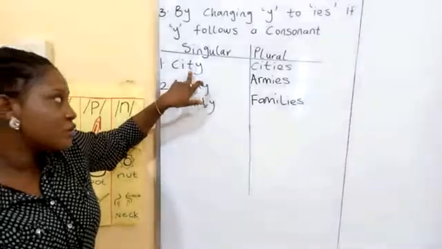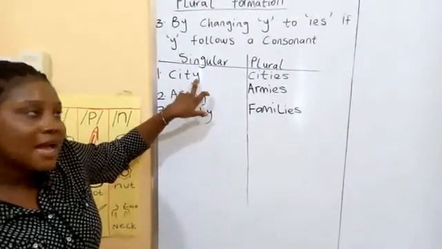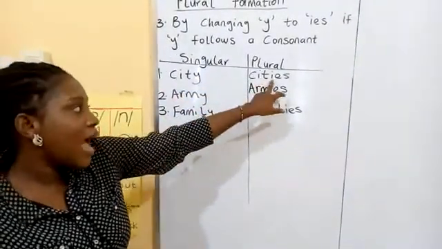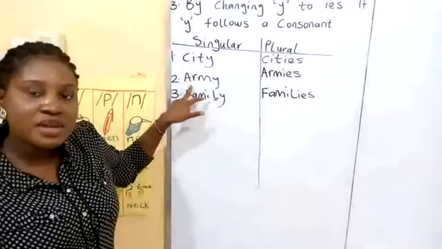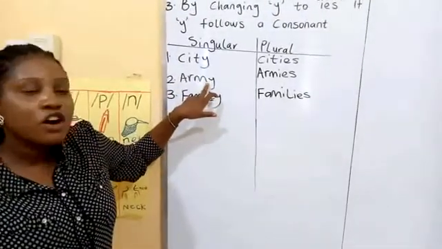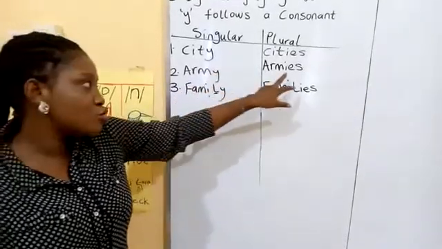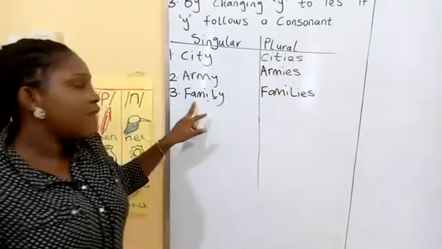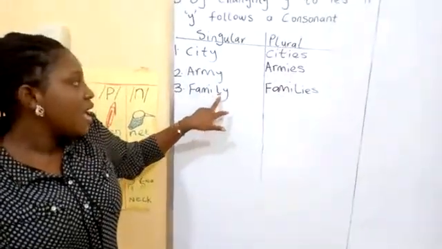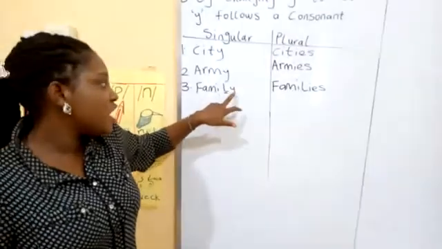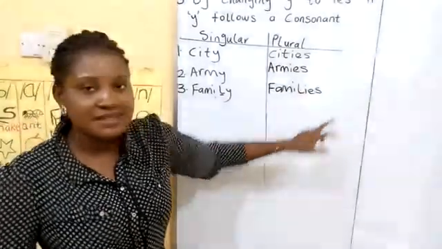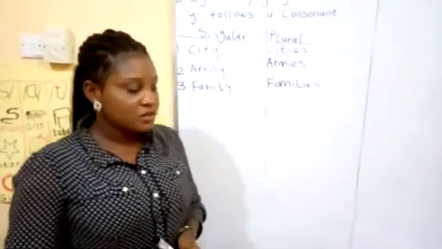This is a consonant. So we change the Y that comes after it to IES. Army. M is a consonant. So we change the Y to IES. Family. L is a consonant. So we change the Y to IES to form their plurals.